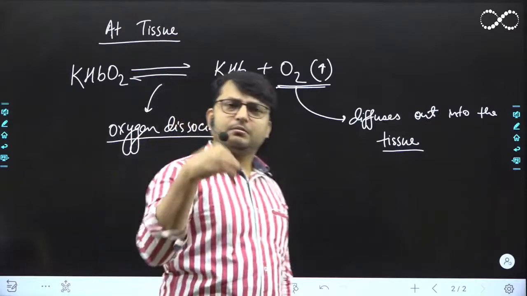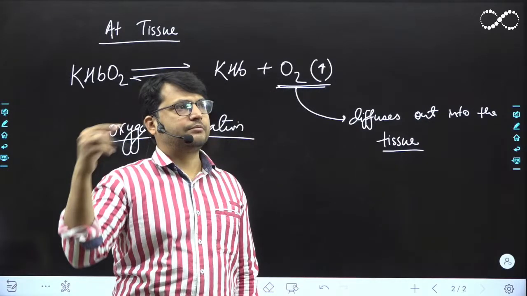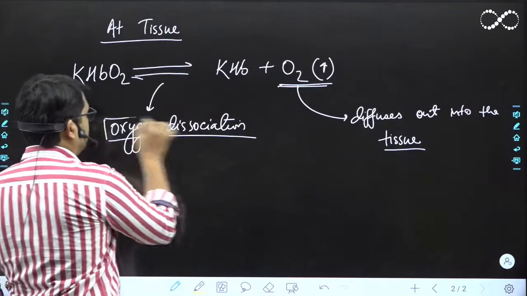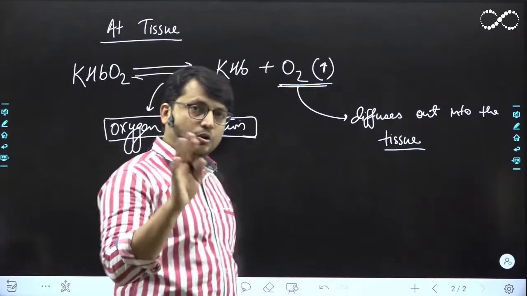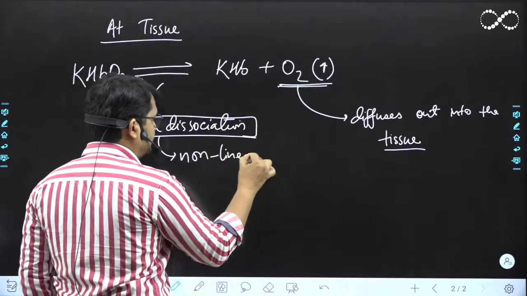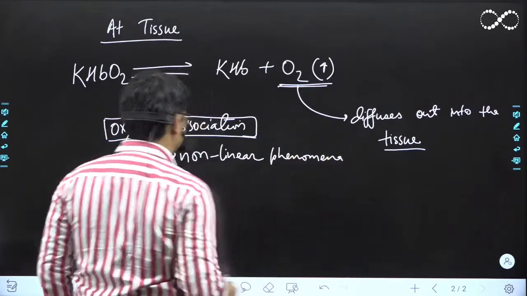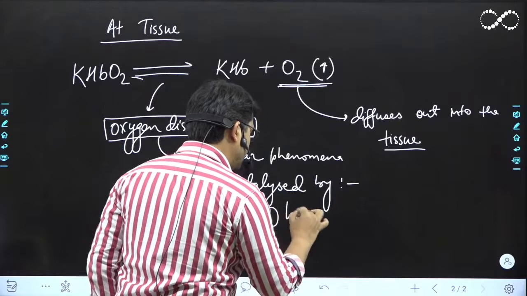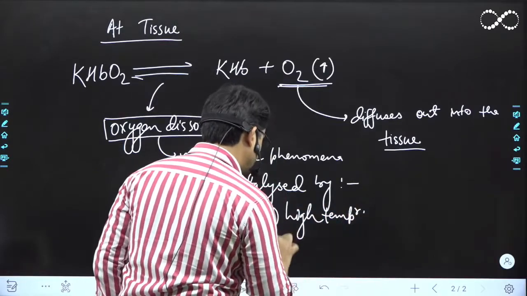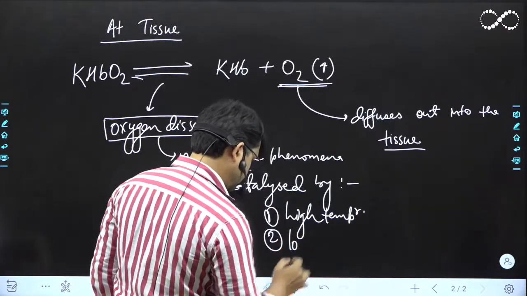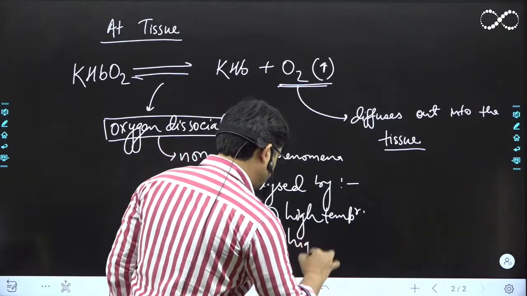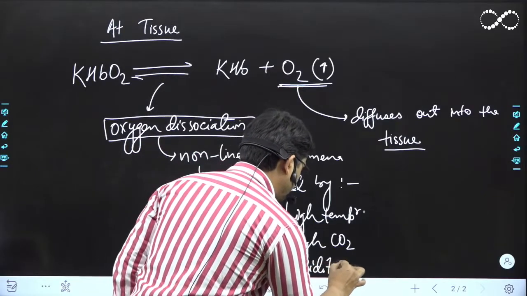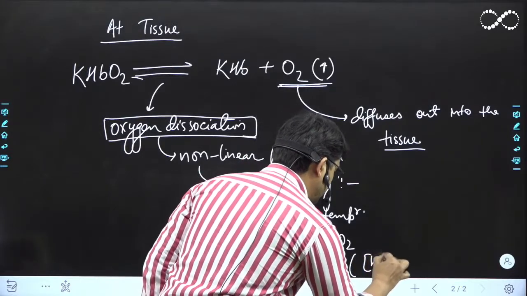This makes a complex graph, the O2 dissociation curve, which you do not have to study, but again this is not a linear thing. This is going to give you a sigmoid curve. So it is a non-linear phenomenon, oxygen dissociation, and remember, it is promoted by, number one, high temperature, high CO2, or acidity, that is high H plus ion concentration.